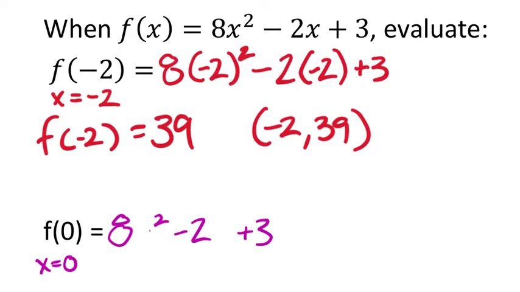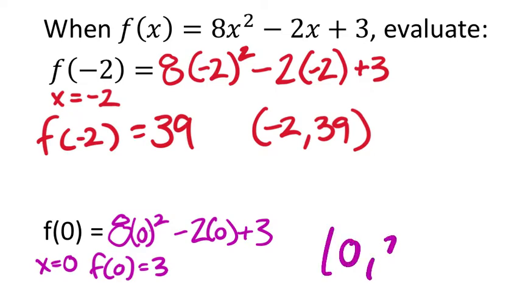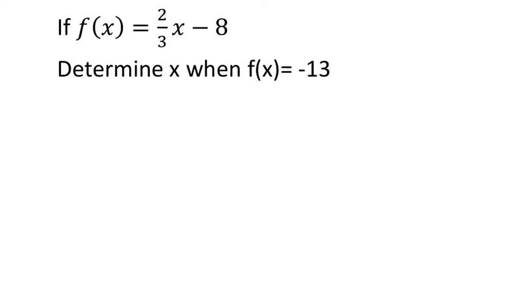Now, like I said before, 0 is a pretty easy number to work with. I know anything times 0 is 0. And this one, pretty quickly, we can see f of 0 is positive 3, which again is the ordered pair 0, 3. And that would be our y-intercept.